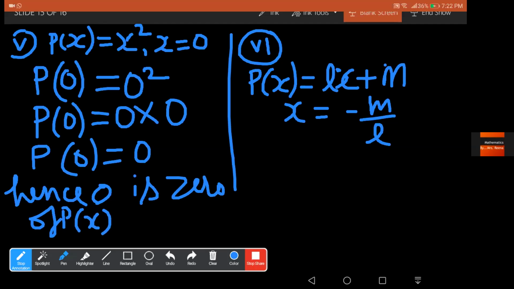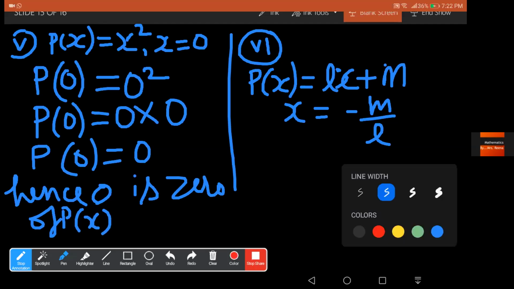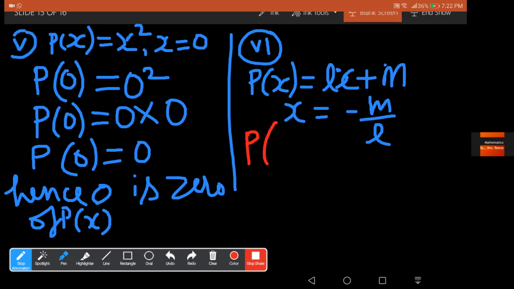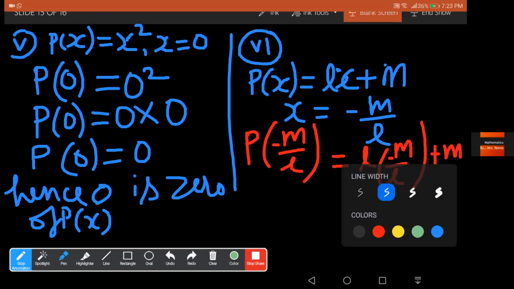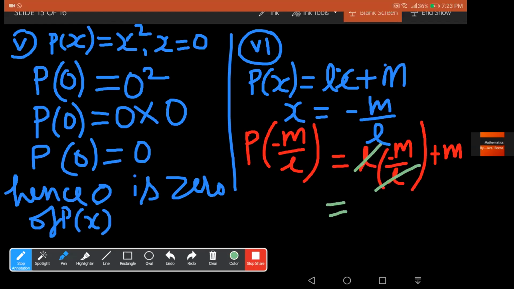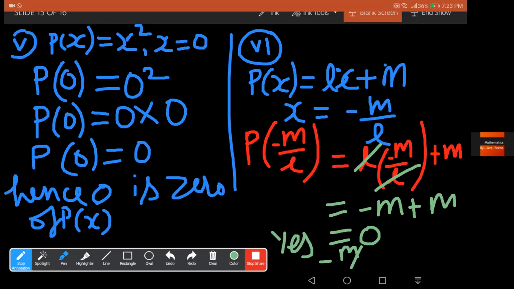Now come to the next. If we take P(-m/l), in place of x we put -m/l, so l into -m/l plus m. So this l will be cancelled out and we will get -m plus m. So what will -m plus m be? It will be 0. So we can say that yes, -m/l is the zero of the polynomial.